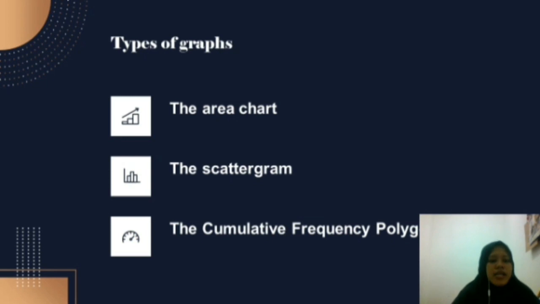The seventh one is the area chart. The area chart is a variation of the trend curve. In an area chart, the subcategories of a variable can be displayed. The categories in the chart are displayed by shading them with different colors or patterns.